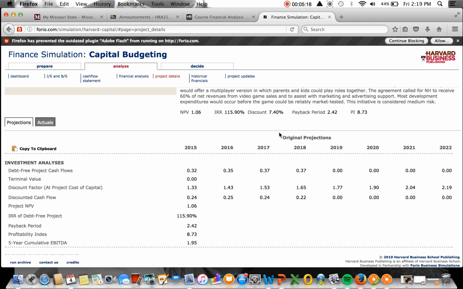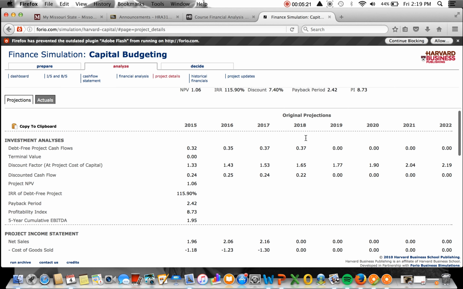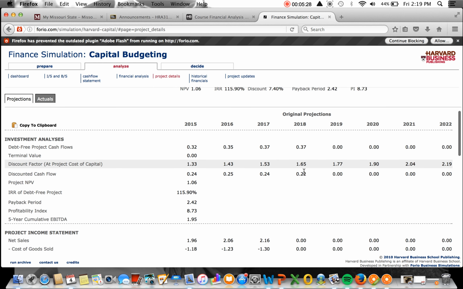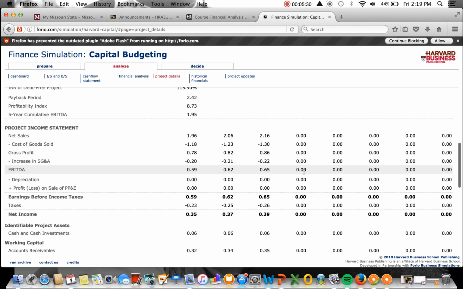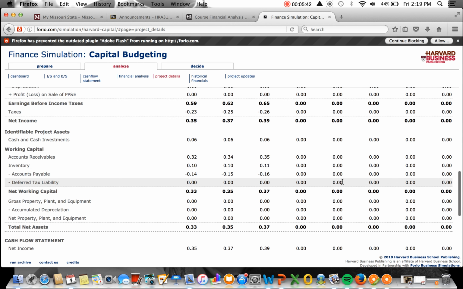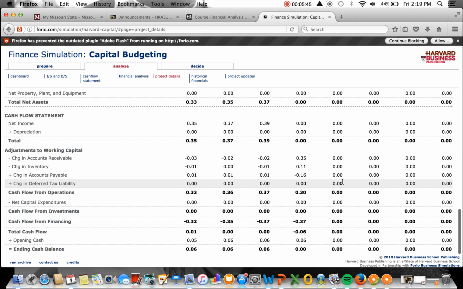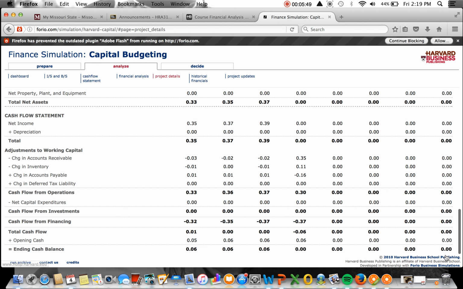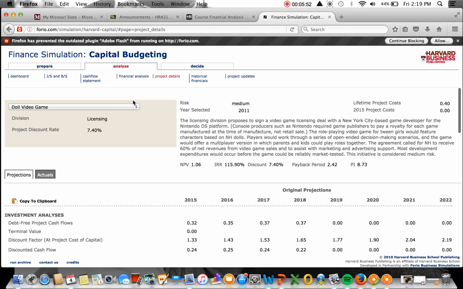So this was the projections and what they thought this project will do within the next few years. This is for the income statement, what they think it's going to do. They think it's going to pretty much slowly just stop making profit. And then the ending balance, they think, will just slowly go off.